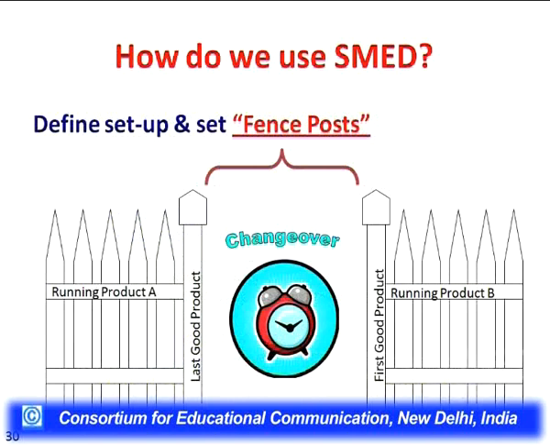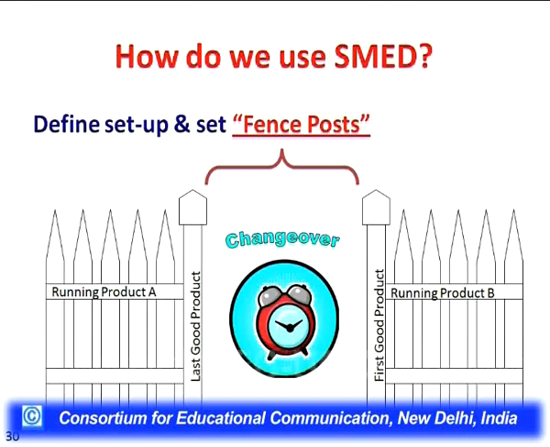define setup and set fence posts. Two posts are to be set up, one for the last good product manufactured and the second one for the first good product manufactured, a new product. So, the fence is there, in between the time is there, and that is the changeover time.